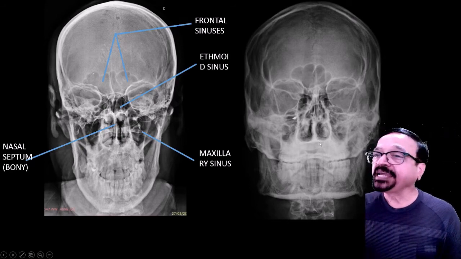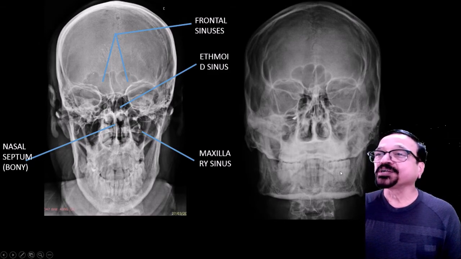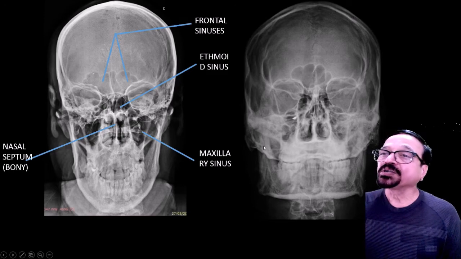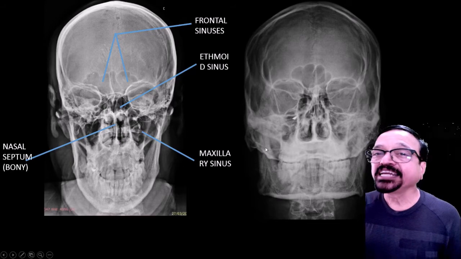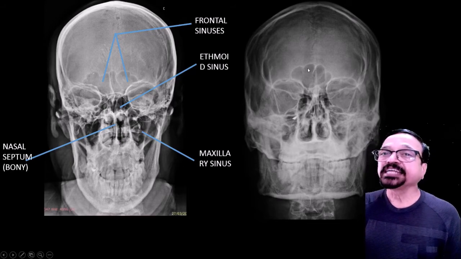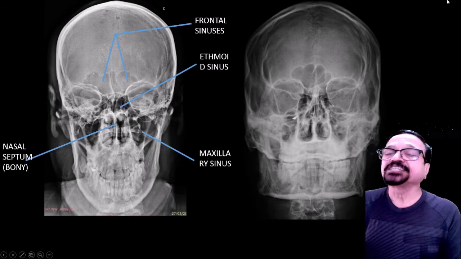While this is a PA, where you can see that only the body of the mandible is well projected, it is not distorted. However, the condyles are not seen. One of the major indications here is the frontal sinus, nasal cavity, turbinate, and also the condyles of the mandible. So this is the main indication for this view.